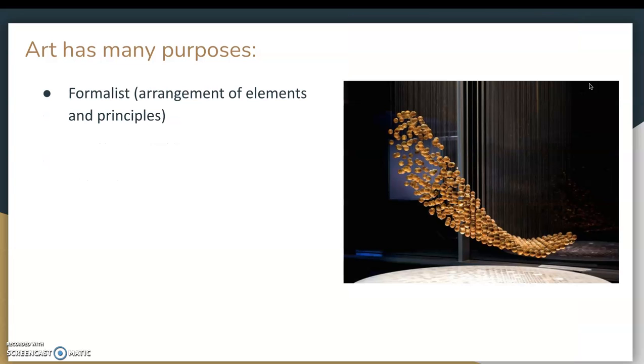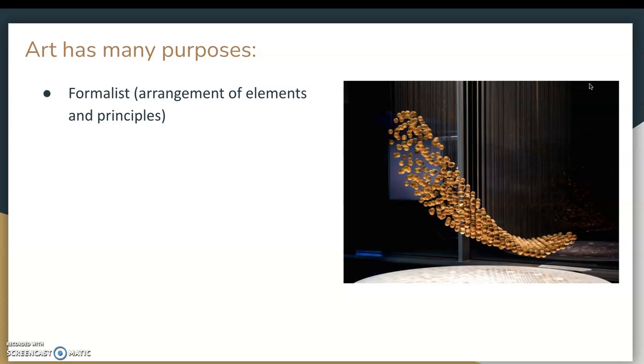And then artwork can also be formalist. That's the purpose. It's formalist in that when we look at it, we're really looking at the arrangement of the elements and principles of design. Sometimes we can see this in abstract artwork. Formalism is actually a type of aesthetic theory. It's a way to talk about artwork.